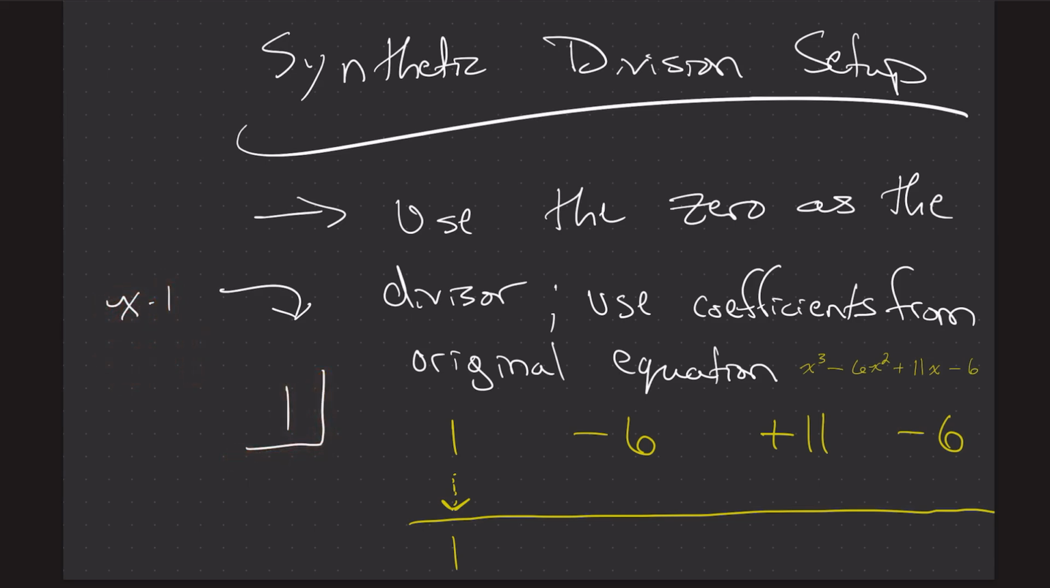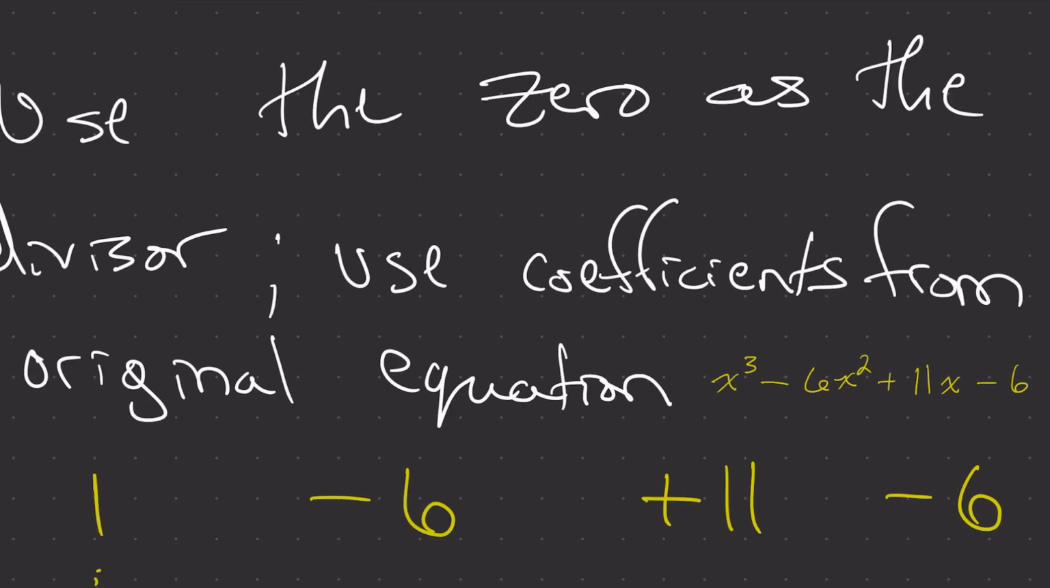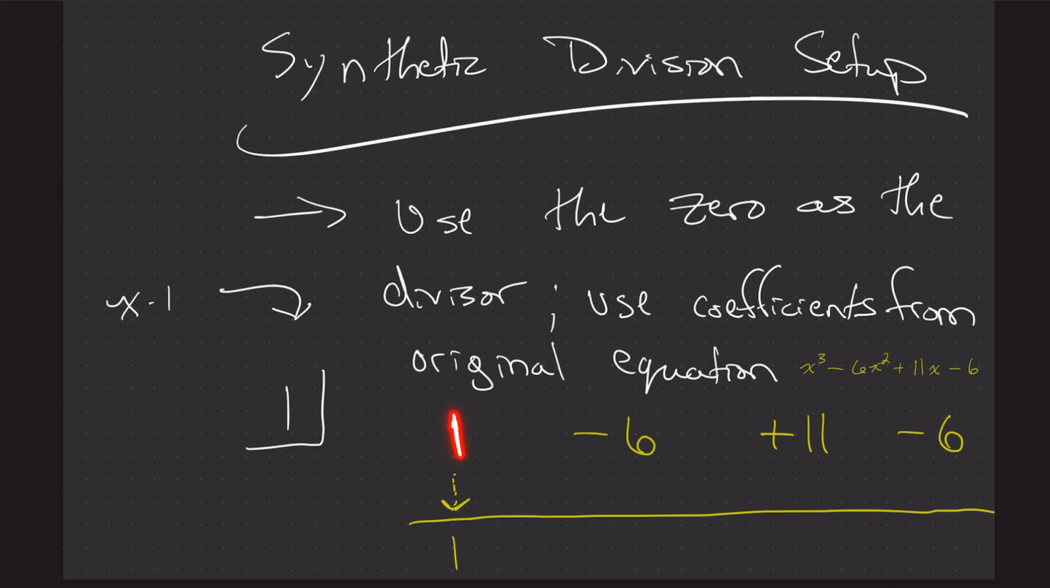And then we use coefficients from the original equation. So the original equation here is x cubed minus 6x squared plus 11x minus 6. So we're going to use the coefficients and the constant from the original equation. So this is 1 minus 6 plus 11 minus 6. So first of all, we just write out those coefficients in the first row here. 1 minus 6 plus 11 minus 6.